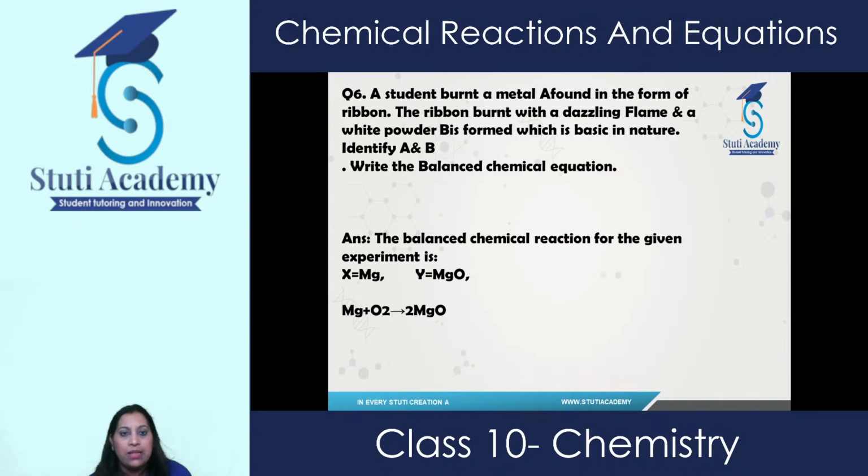Metal A is there. If that student is burning metal A, which is present in a ribbon form, in a very thin form, then when it burns, a dazzling flame and white powder is formed. A very shiny flame is produced. And the white powder B that is formed is basic in nature. I'll discuss acids, bases and salts in the next chapter. So this is basic in nature, and we need to identify A and B.